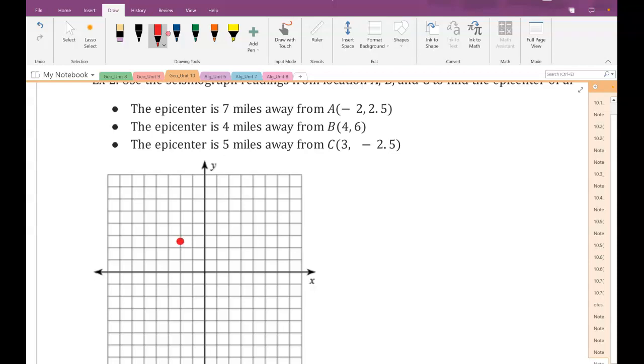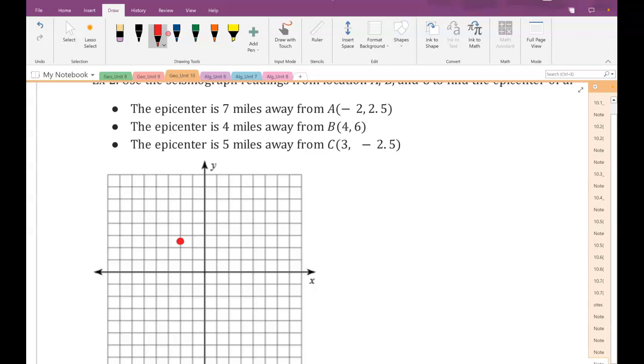And then if the epicenter is 7 miles away from the center, that means our radius is 7 in every direction. So you should draw a circle with a radius of 7, which is hard to do if you just eyeball it. So I just draw kind of the top and the bottom and the 2 sides and draw the best circle I can. So I count 7 to the side.